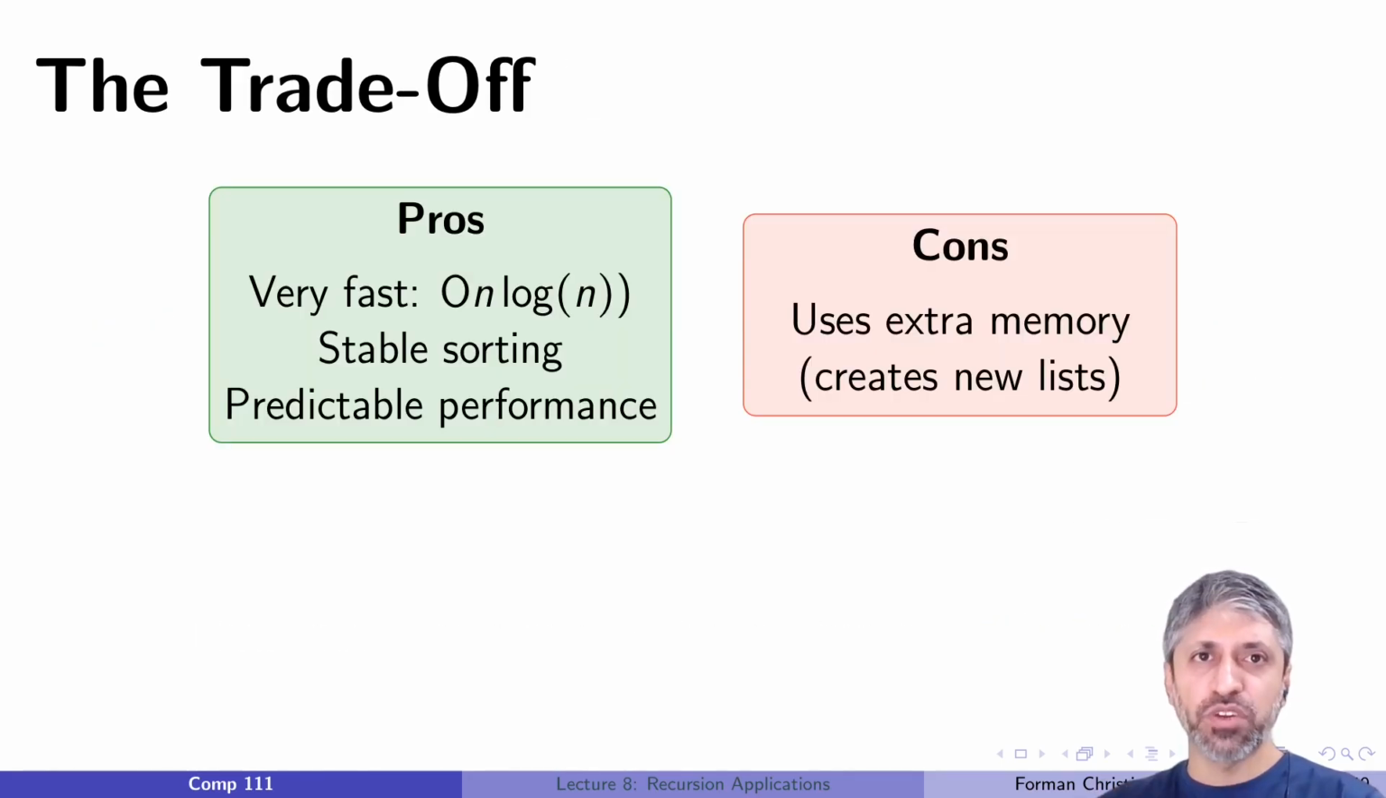On the pro side, merge sort is really fast and n log n guaranteed, no matter what input you give it. It also is a stable sort, meaning equal elements keep their original order, and the performance is predictable. No nasty worst cases. On the bad side, basically, it uses extra memory because we need to keep creating new lists during that merge step. That result that we put our items in, that's a new list every single time.